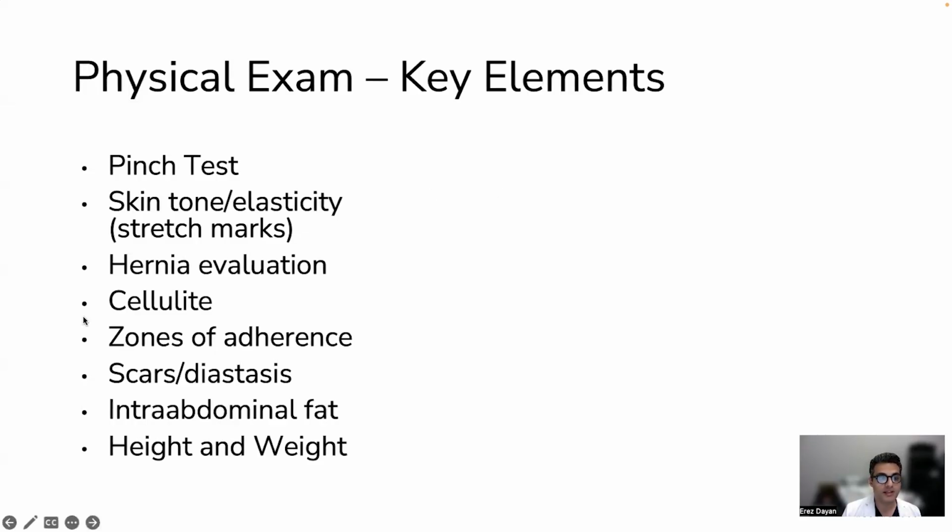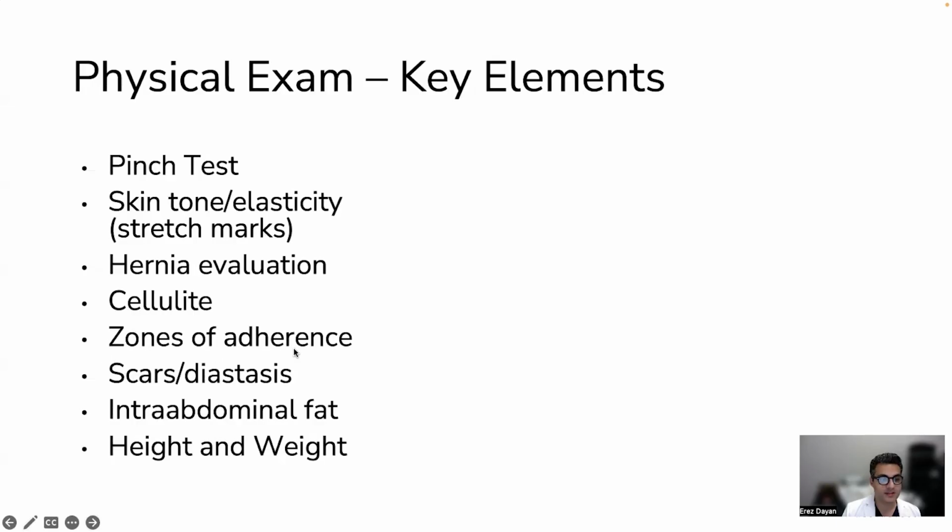We want to look for cellulite, especially in the thigh areas when we're performing liposuction. Cellulite will typically not improve with liposuction. A cellulite band is a fibrous band that's holding the dermis down to the underlying fascia, and liposuction will not correct this. And many times patients think that liposuction will correct cellulite. So it's important to identify it, point it out to the patient.